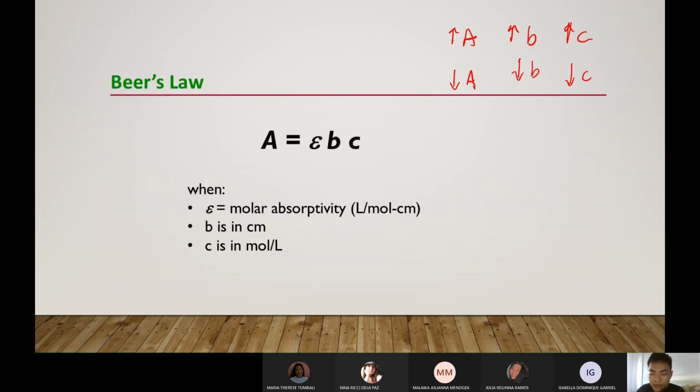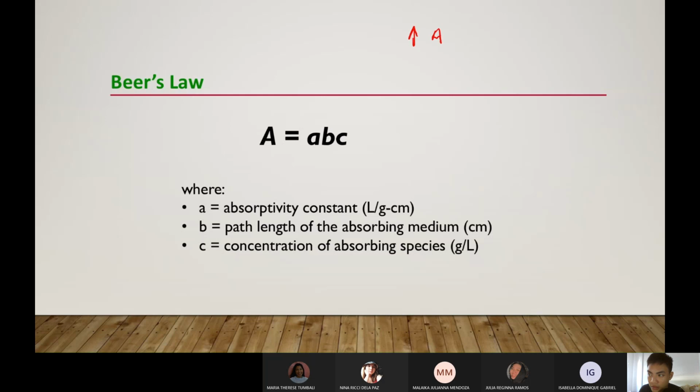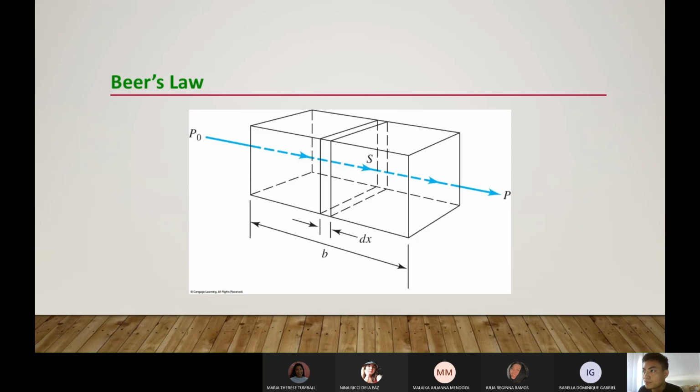So, ganun pa rin naman siya. A = BC pa rin yan. No? But this time, yung A, ginawa nating epsilon, which means the molar absorptivity. So, that's a constant na. So, we don't have to worry about that. Constant yan. So, yan. For example, ito nga, the higher the distance, sabihin, mas marami siyang dadaanan. Ibig sabihin, mas mataas yung absorbance niya. Pero kung onti lang yung dadaanan niya, onti lang absorbance niya. Okay? So, yan yung relationship nila.